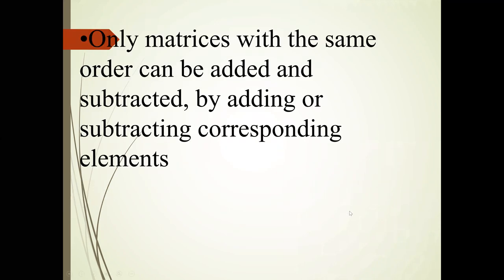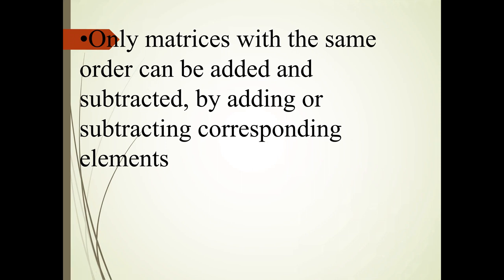Now, one of the key things we need to bear in mind when we're doing addition and subtraction of matrices is that only matrices with the same order can be added and subtracted. So first we need to check to ensure that the matrices that we're adding or subtracting are of the same order. Remember in our previous class, we looked at the order of the matrix, and we said that the order of the matrix has to do with the number of rows times the number of columns. So let's first check to ensure that both matrices have the same order.